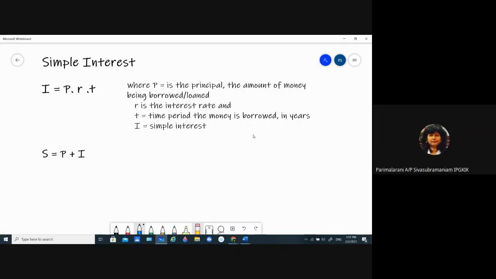The sum of money on which interest is paid is called the principal. The principal is the total sum of money, the first sum of money that we calculate the interest on. That is called the principal, also known as the present value.